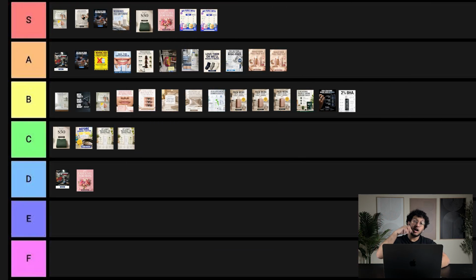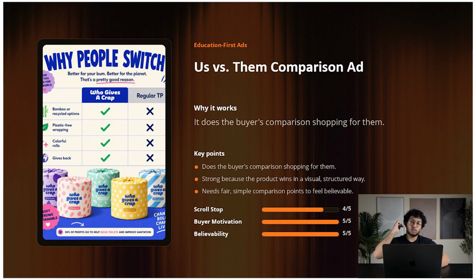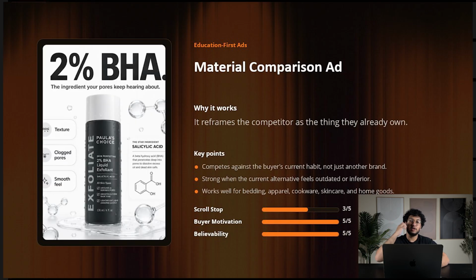This is S tier. Us versus them ads are one of the most useful static formats because they do the buyer's comparison shopping for them. The buyer was already comparing options. This ad just organizes the comparison. Your product is on one side, the alternative is on the other. Clear wins, clear differences. This creates strong buyer motivation and strong believability when the comparison is fair. S tier. Next is material comparison.